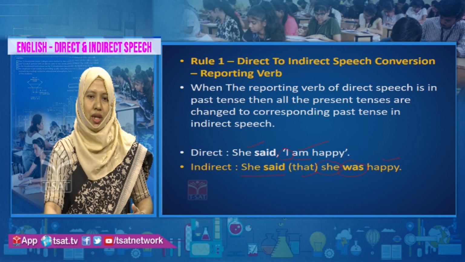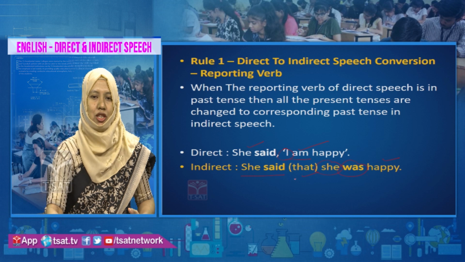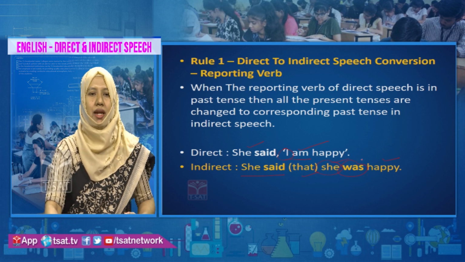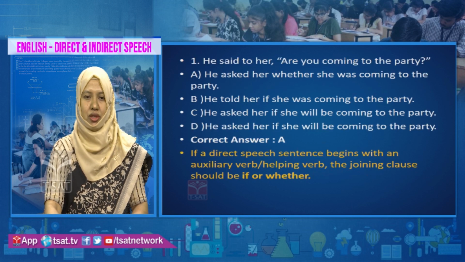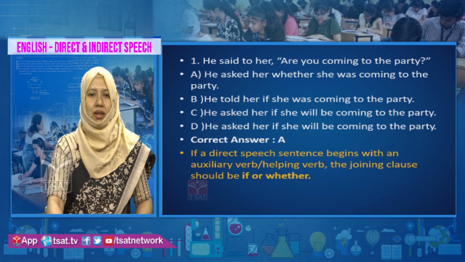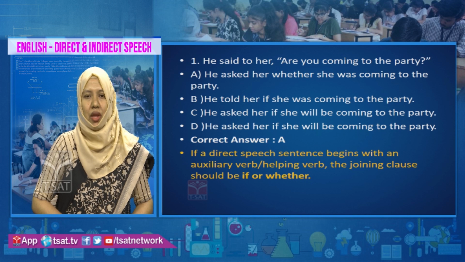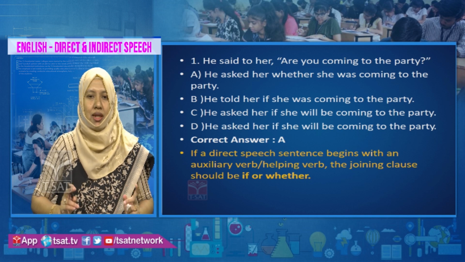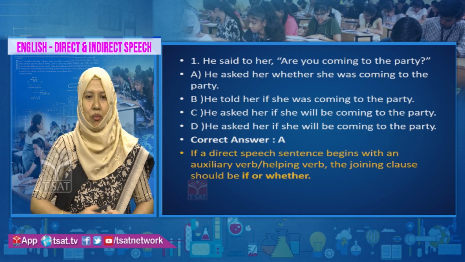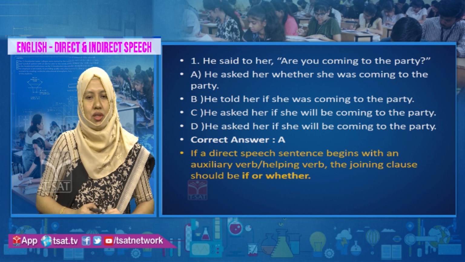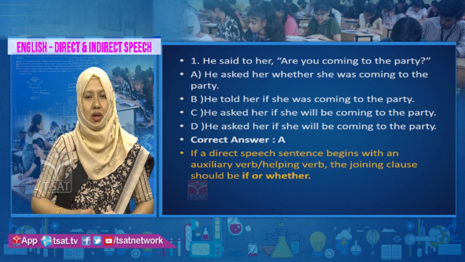So, there are some rules to change. Always remember, you have to add a conjunction, change the pronoun and change the tense. These are the three things you have to change. If you look in another sample question, he said to her, "Are you coming to the party?" Here in direct speech, there is a question, are you coming to the party? When such kind of questions are asked, how will you try to solve it? There are 4 options. Option A, he asked her whether she was coming to the party.